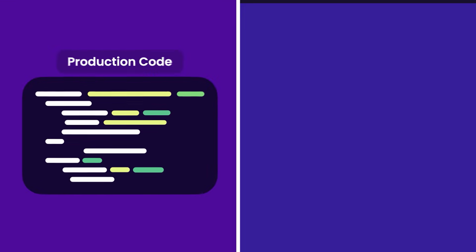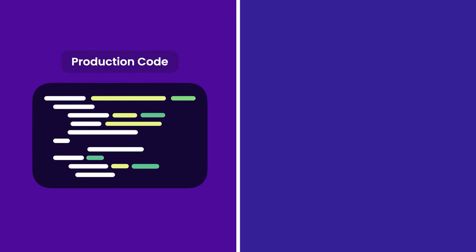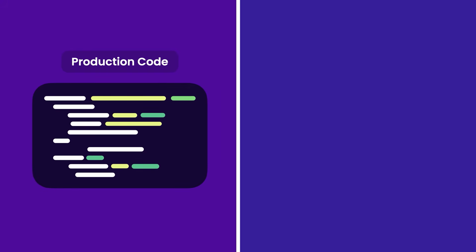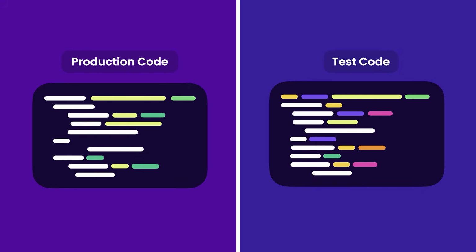With automated testing, our code base consists of two types of code: the application code, also known as production code, and the test code or tests. Once we have a suite of tests, we can run them every time we make changes to our code. And this brings us a bunch of benefits.